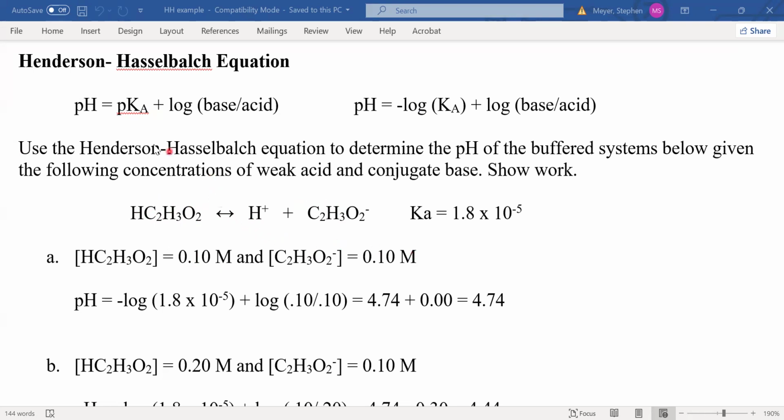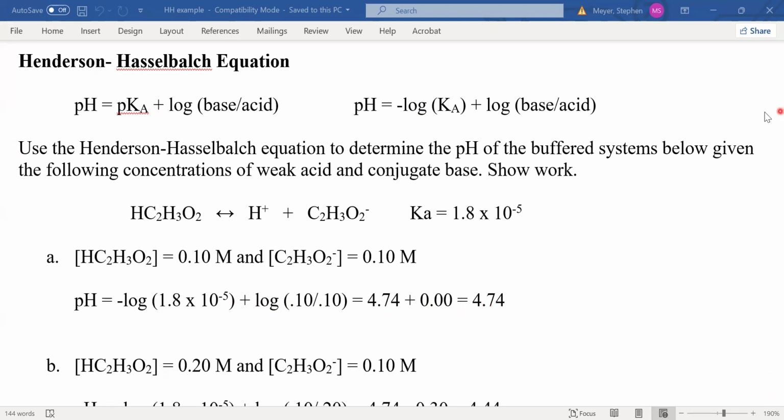We'll plug that into the Henderson-Hasselbalch equation, and it says pH equals the negative log of 1.8 times 10 to the negative fifth, which is the pKa, plus the log of 0.10 over 0.10. And when I do that, I get 4.74. And then because the acid and base are the same, the log of 1 is 0, so I get a pH of 4.74.